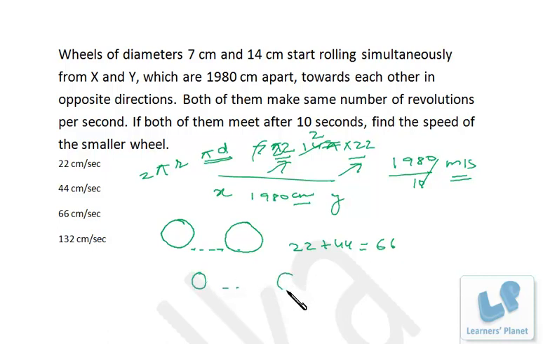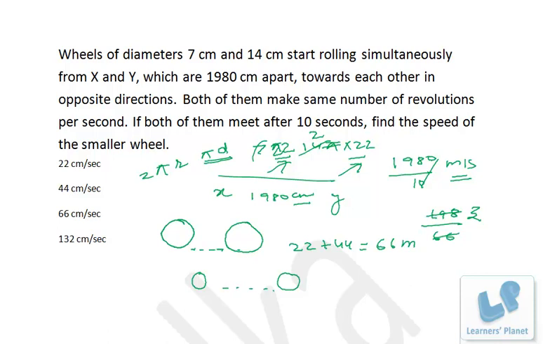One revolution of this and one revolution of this. So they are coming 66 meter closer, right? But the relative speed is what? 198 meter per second. That means per second how many revolutions are there? 198 by 66. So that's 3. So 3 revolutions per second they are making.